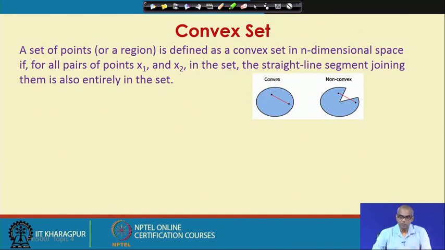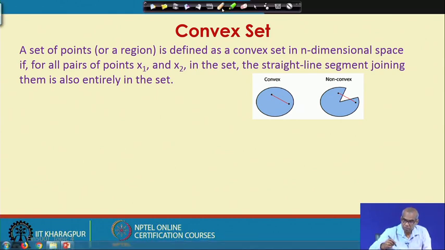Now, we will introduce the definition of a convex set. A set of points or a region is defined as a convex set in n dimensional space if for all pairs of points x1 and x2 in the set, the straight line segment joining them is also entirely in the set. So, what we say is a set of points or a region is defined as a convex set in n dimensional space if for all pairs of points x1 and x2 in the set, the straight line segment joining them is also entirely in the set.